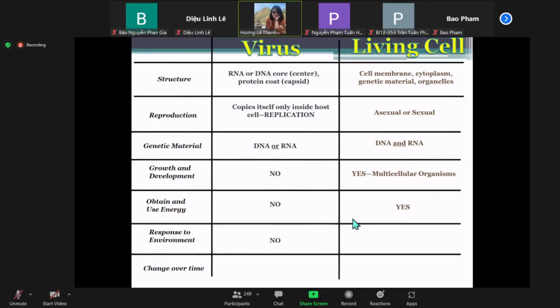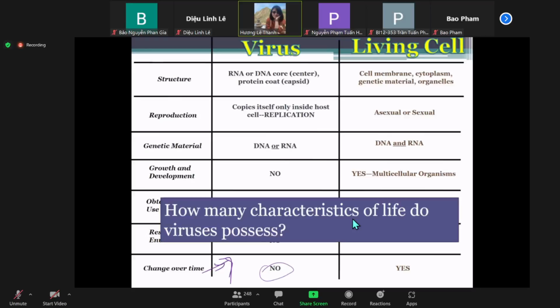Respond to the environment: viruses, no. But living cells, yes. They can sense whether the environment is hot, cold, windy, or cloudy, spring, etc. And because there's no metabolism, the virus has no change over time. That means no change in size and shape, but yes, they have mutations, so they can change by mutation. But here it is more about growth, not about genetic material. And for living cells, yes.